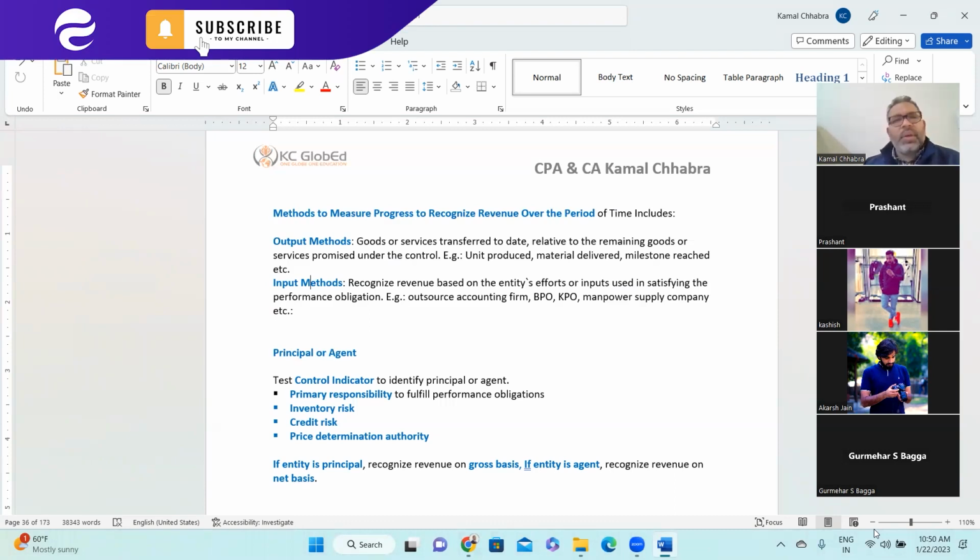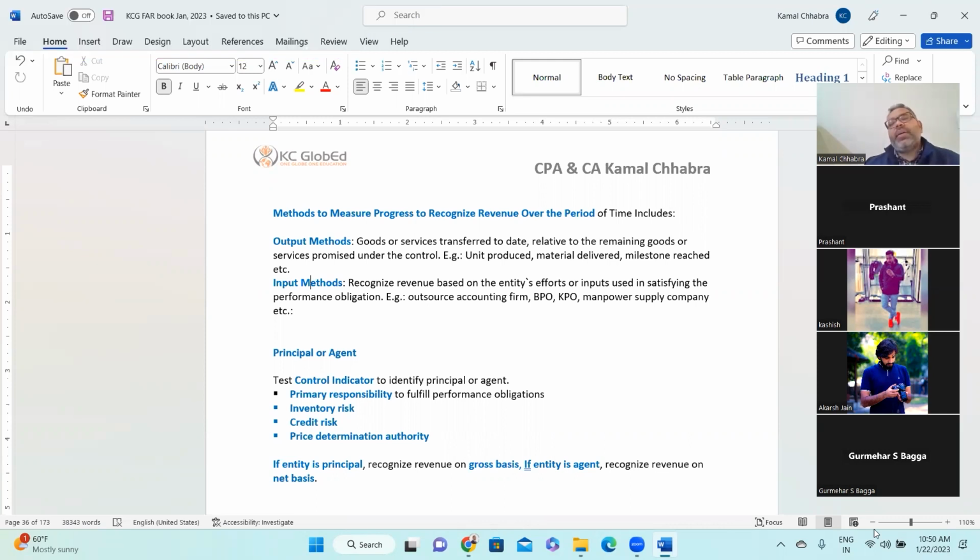Same way, take a security service provider. Have you heard of G4S security? That's one of the big security service providers. Have you seen people in blue dress with the G4S logo? They do the billing based on the number of security people they have provided during the month. So that is called the input method, where the input is being measured to calculate the billing amount. Make sense?